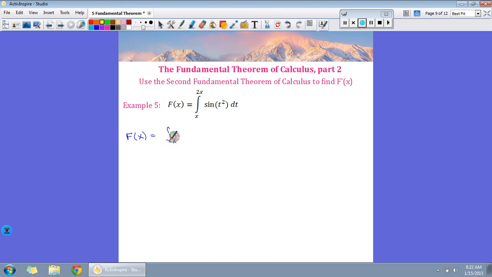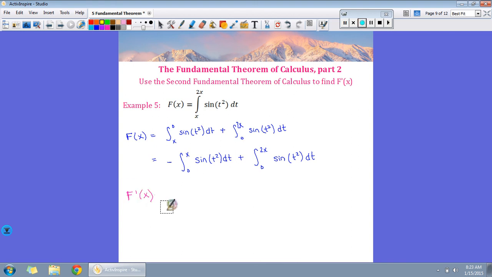So f of x equals the integral from x to 0 of sine of t squared dt, and then plus the integral from 0 to 2x of sine of t squared dt. We also need to have the function on the top, so I'm going to change the order of my limits of integration by making the first integral negative, which we can do with our properties. And now I'm going to take the derivative using the chain rule, anti-chain rule.